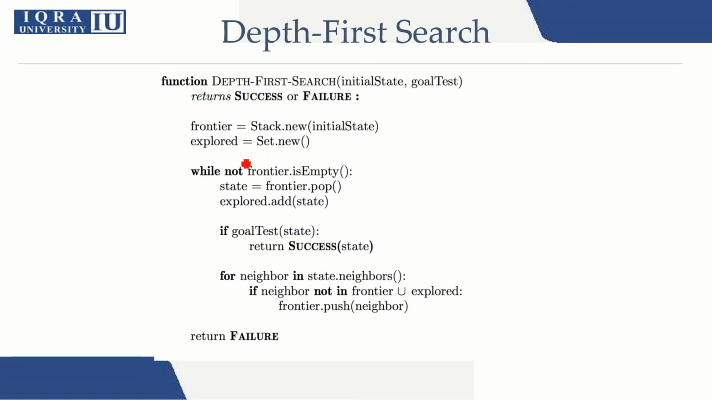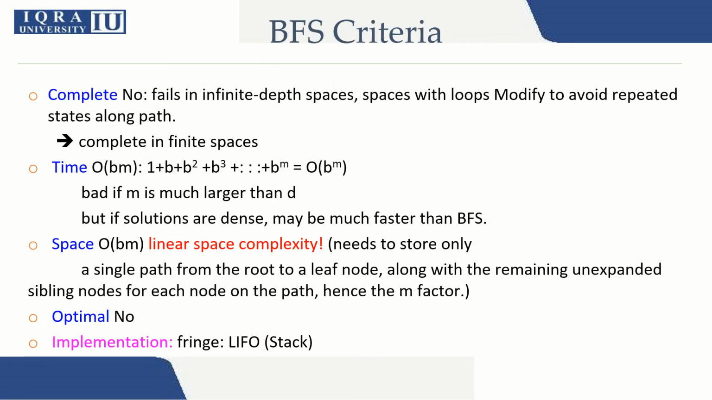You can see the only difference between depth first search and breadth first search is this line. Whereas breadth first search was initialized with a queue, for depth first search the frontier has been initialized as a stack. Okay? And the rest is the same as what we have seen in breadth first search.